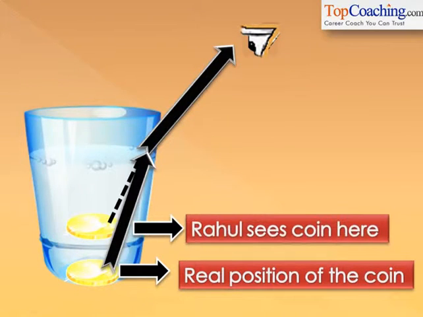So he tries to pick up the coin from this position because he sees the coin here. However, there is no coin here, there is only water, and that is the reason why Rahul is unable to pick up the coin in the first attempt, because there is no coin at the position where he sees the coin. There you go. That's our answer.